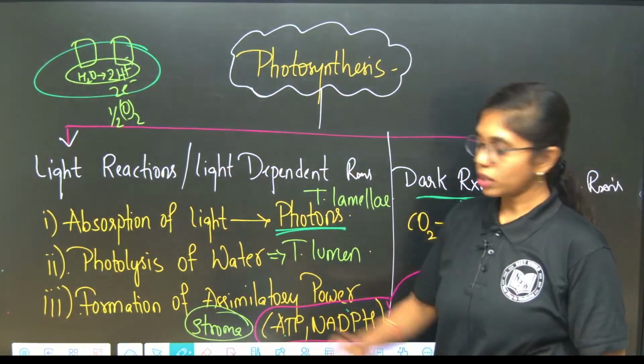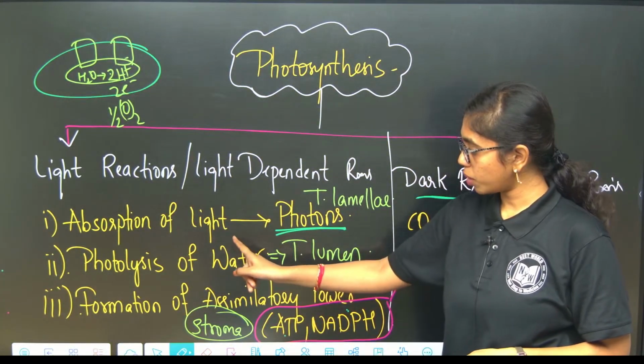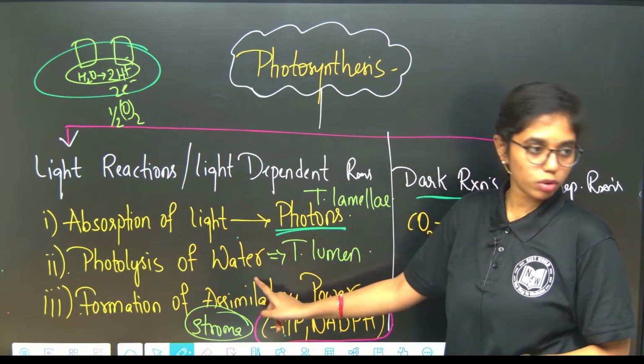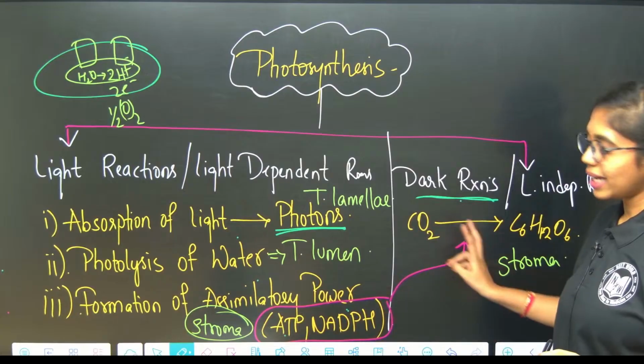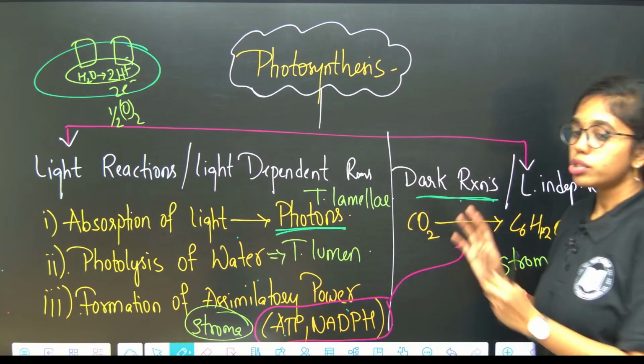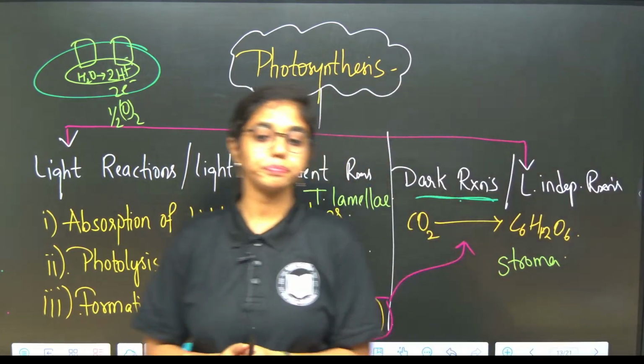Okay. So, till here everything is clear, right? Absorption of light in the form of photons and photolysis of water. Formation of assimilatory power and dark reactions I will begin tomorrow. So, in today's class what did we learn?